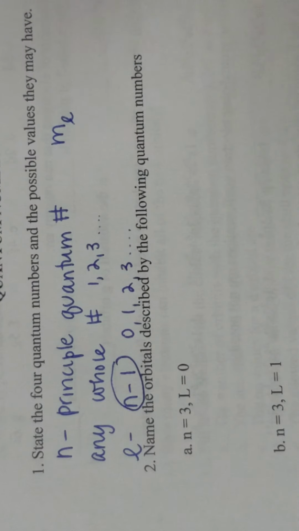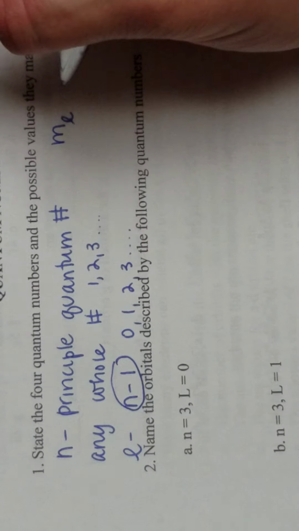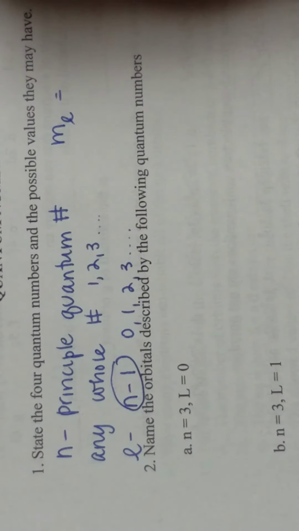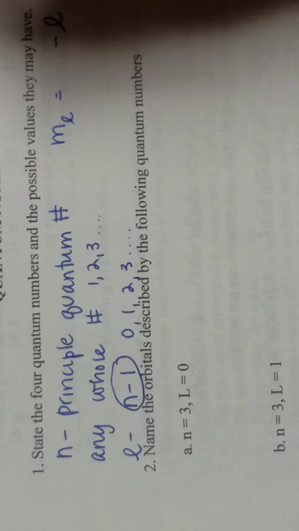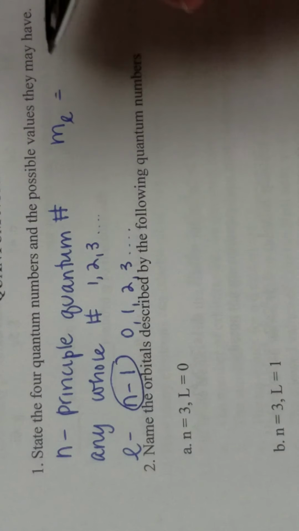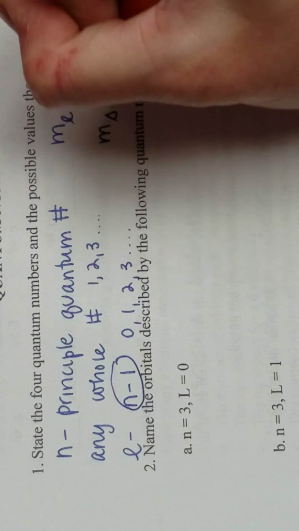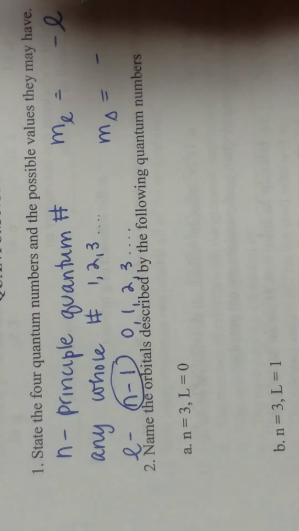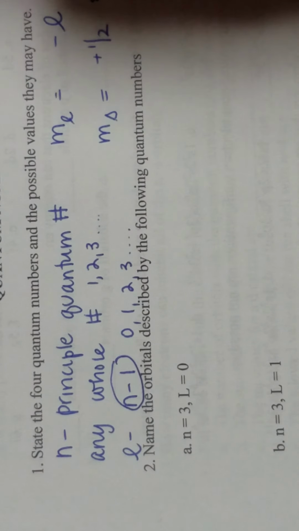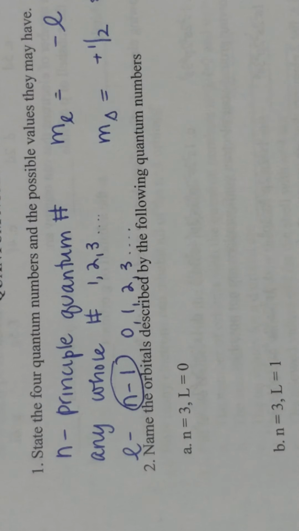exact orbital where our electron can be found. And so M sub L is equal to negative L to positive L. So if L is 1, then we can have negative 1, 0, positive 1. So we can have negative numbers all the way into positive numbers. And then for M sub S, remember there's only two possible values, positive 1/2 and negative 1/2.